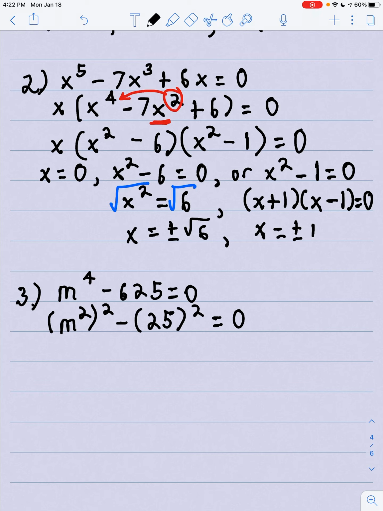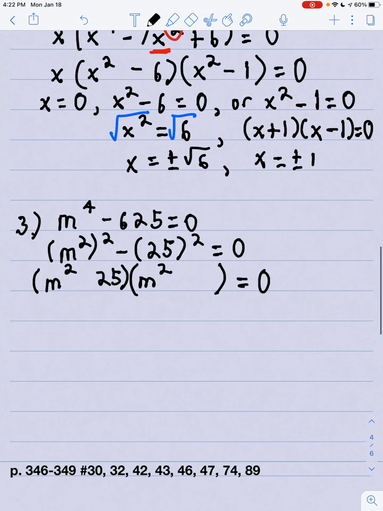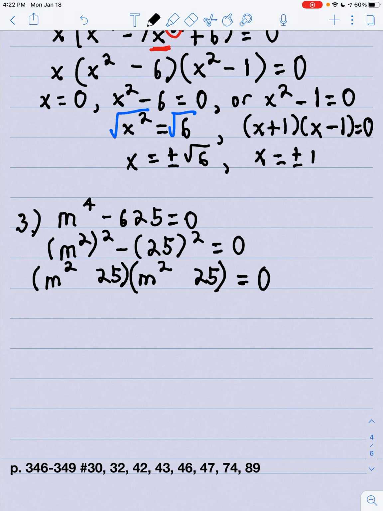Some people might even suggest doing it that way, like using a u substitution. I'm just going to do a difference of 2 squares. And keep in mind that my first position, they're both going to have to be m squared. And the last, going to have to both be 25. And one's a sum and the other's a difference. This is the thing about something of higher degree that is a difference of 2 squares. I can't factor the sum of 2 squares, but I can factor the difference of 2 squares.